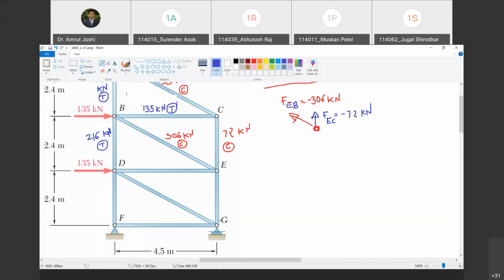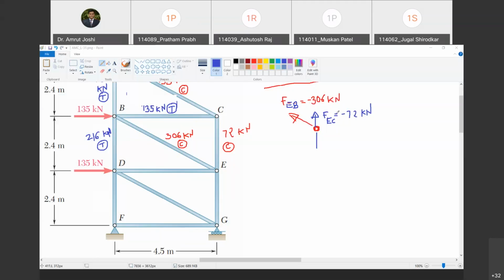Now, what about force in member EG? Somebody has kept mic on apart from Muskan. So please turn that off. Or is this noise from your side, Muskan? Sir, is it noise from children playing? No, that's fine. Now it's okay.